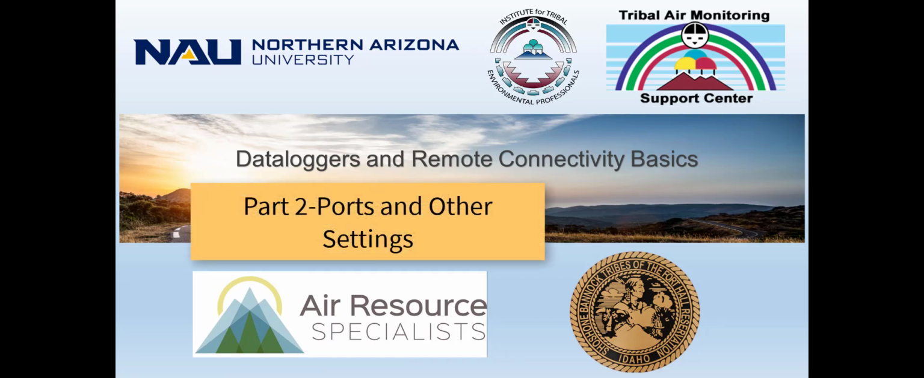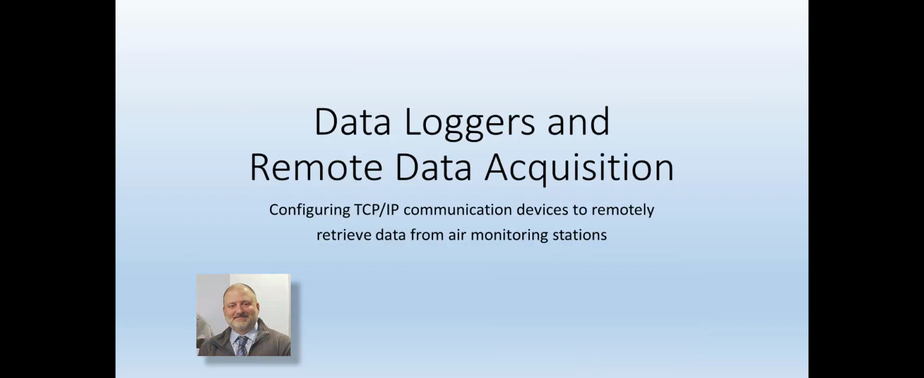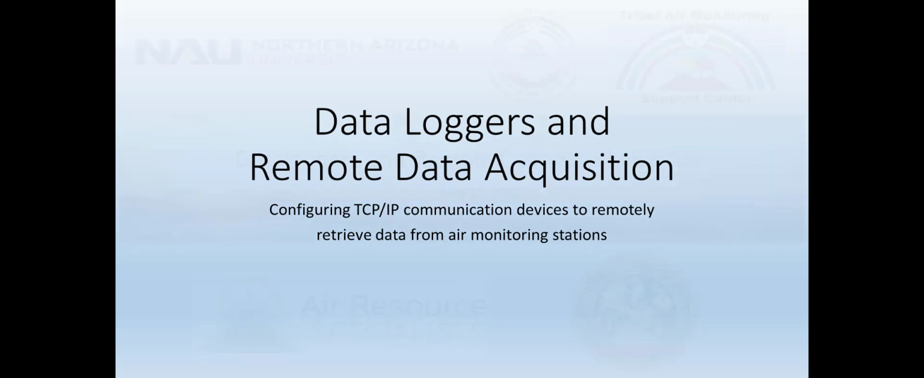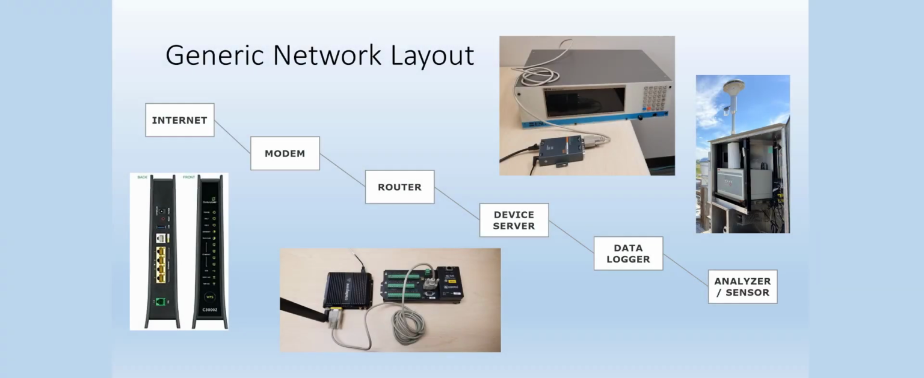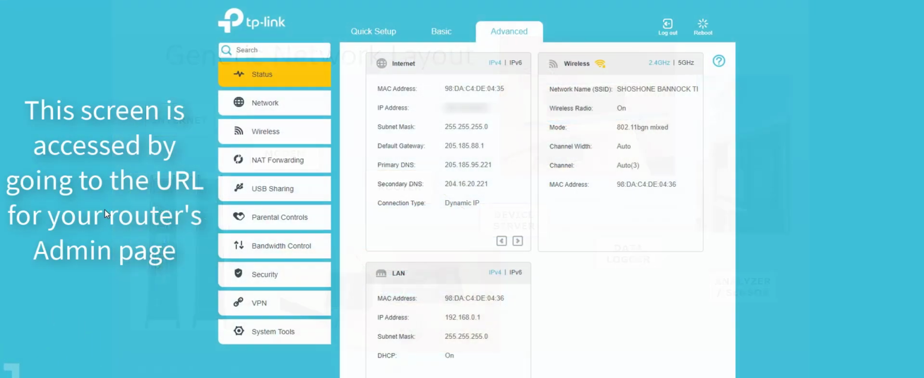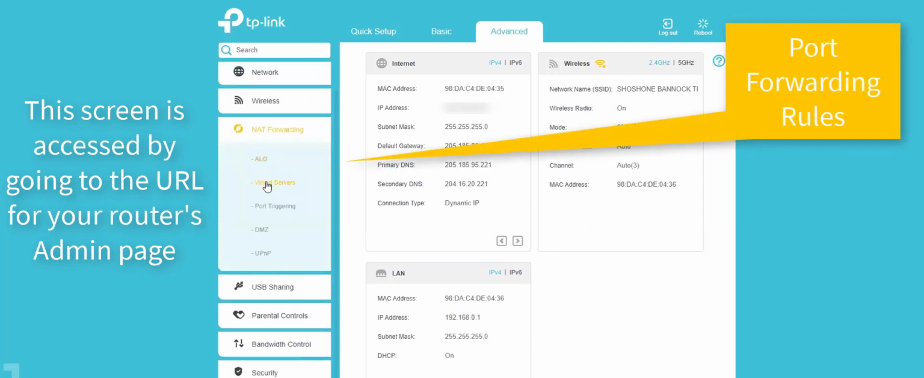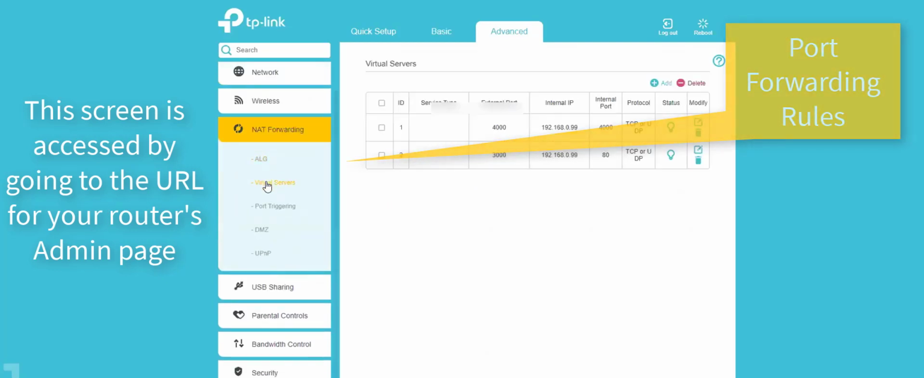So right now, Christian's going to demonstrate connection to the router using an IP address, which is an address identifying the network connection there at the site. So what I'm going to do now is verify that my port forwarding rules are correct so that I can connect to the Lantronix serial device server that's at the Shoshone-Bannock site from my office here in Fort Collins.